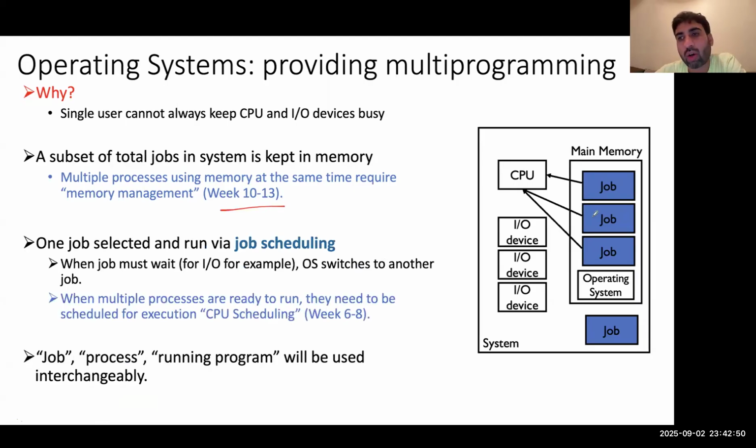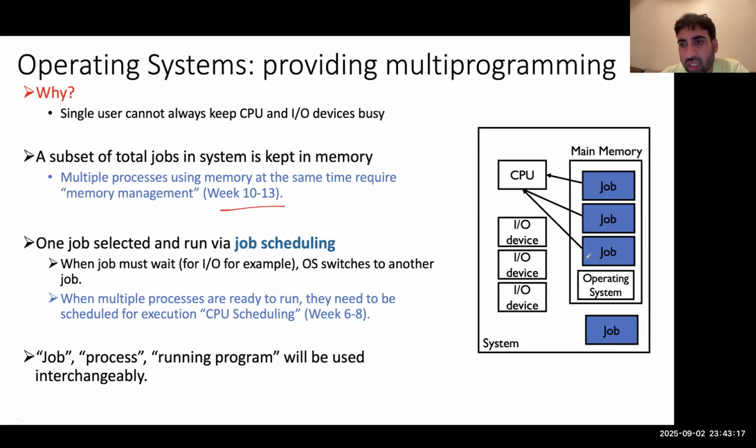So since we don't want to waste our CPU, or we don't want to waste our IO resources, because we want to keep the CPU busy all the time, and we want IO devices also busy all the time, as long as there is work to do, right? So we select one job or one process and run it via job scheduling or CPU scheduling, which we'll talk about later.